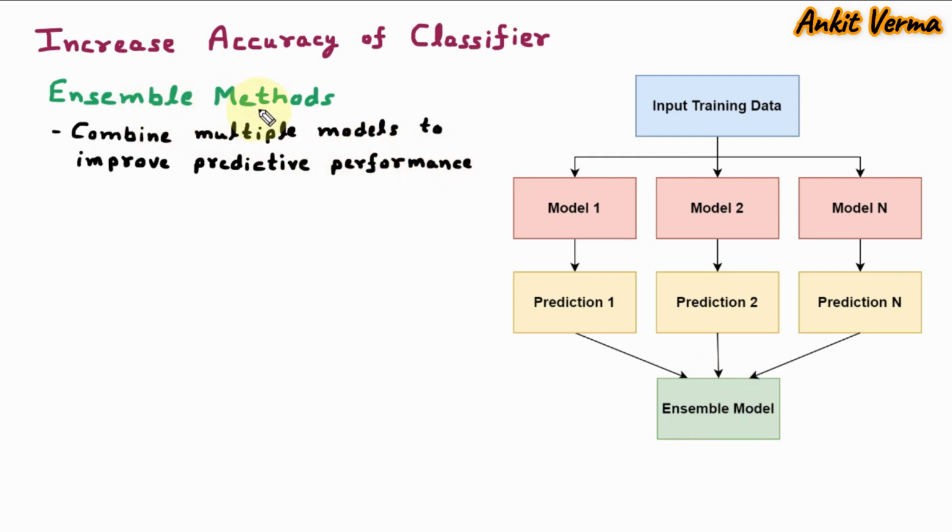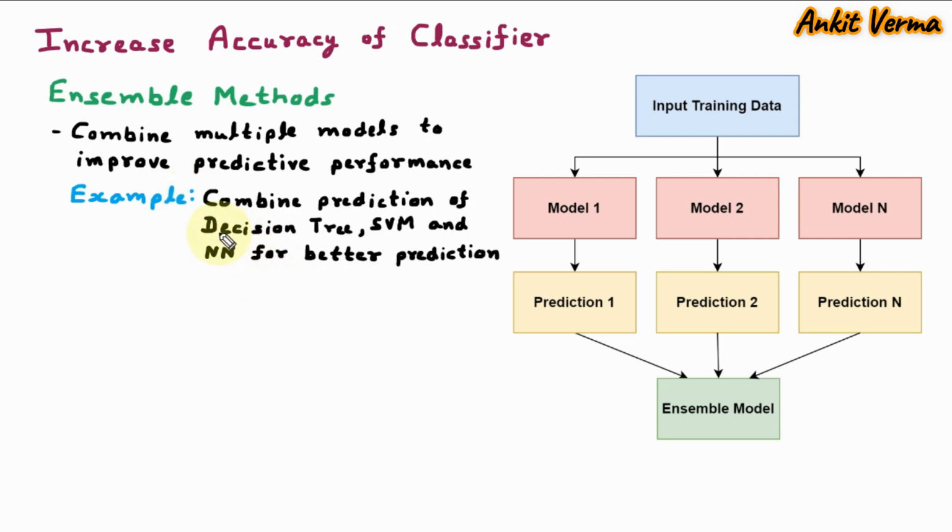So in ensemble methods, multiple models are used which are able to improve the predictive performance. Here the example is combine the prediction of decision tree, support vector machine and neural network for better prediction. Here the decision tree, support vector machine and neural network are three different models and their predictions are combined so that we have better prediction.